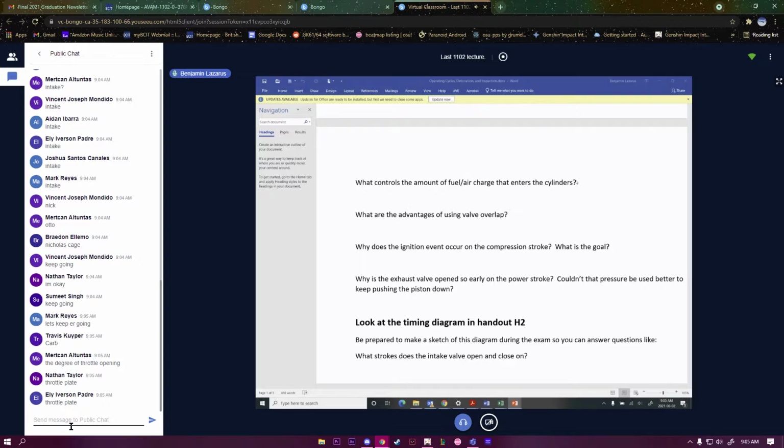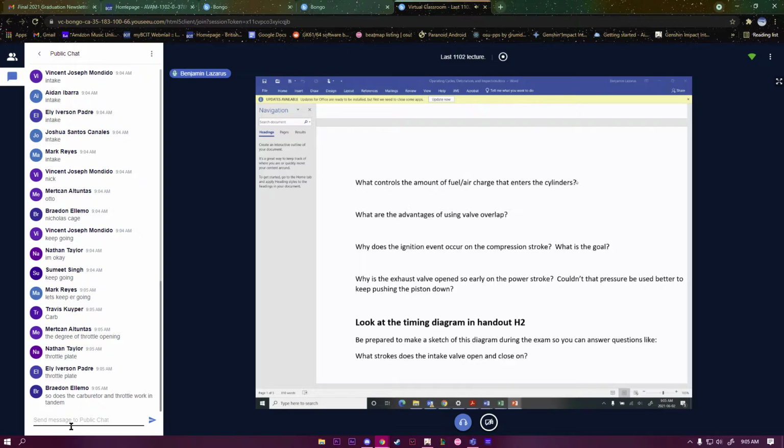Okay, what are the advantages of valve overlap? I think we already heard that. Improved volumetric efficiency, improved scavenging, and improved cylinder head cooling. Okay. Why does the ignition event occur on the compression stroke?